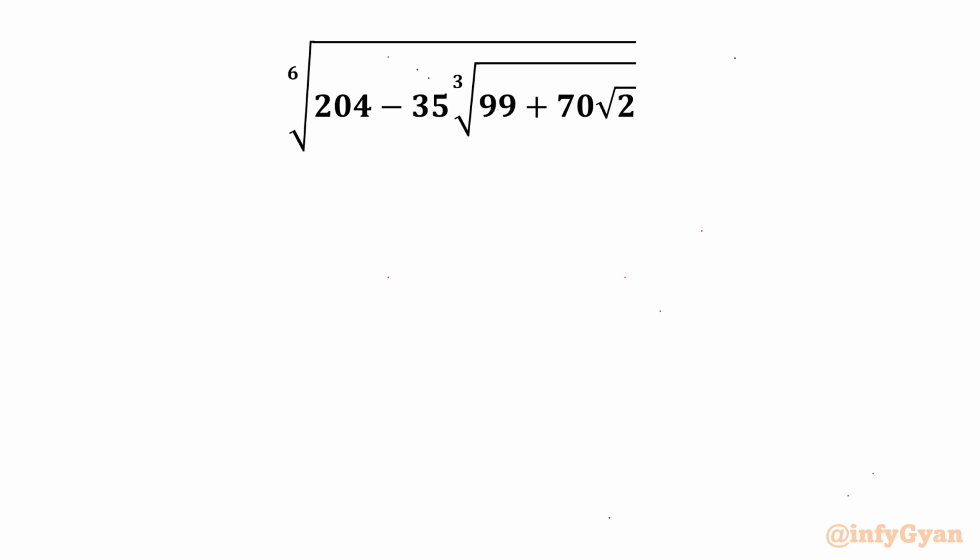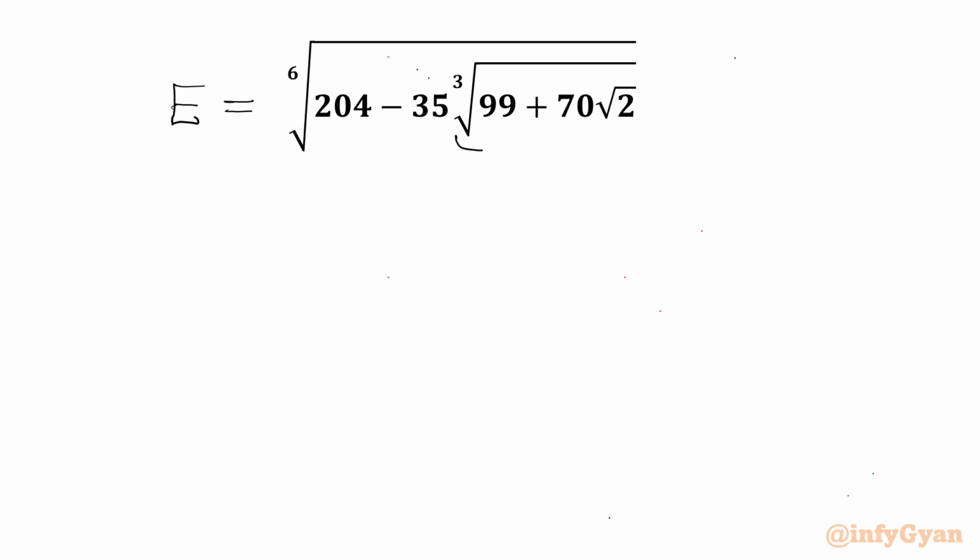In this video, we are going to take up another very interesting question from radical mathematics. Here we have to evaluate 6th root of 204 minus 35 times cube root of 99 plus 70 square root 2. So let's get started by considering this expression equal to E.